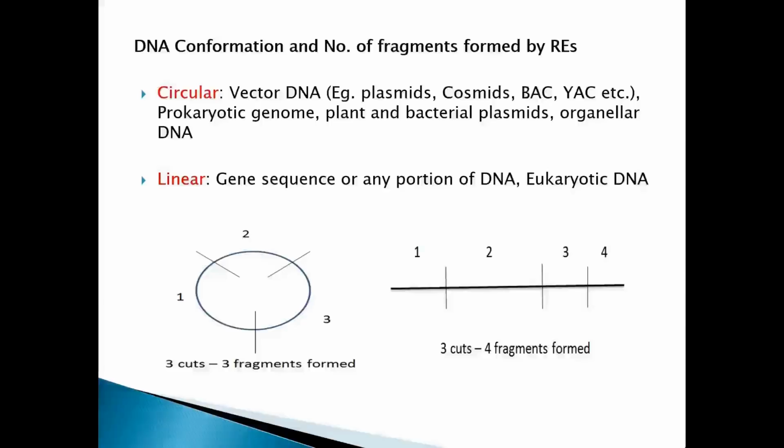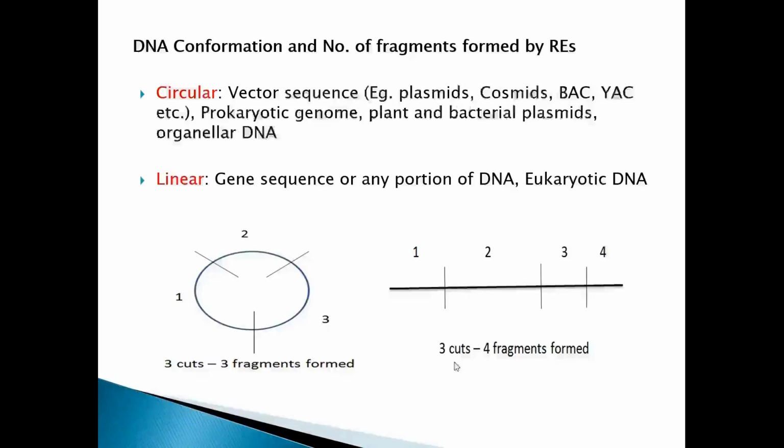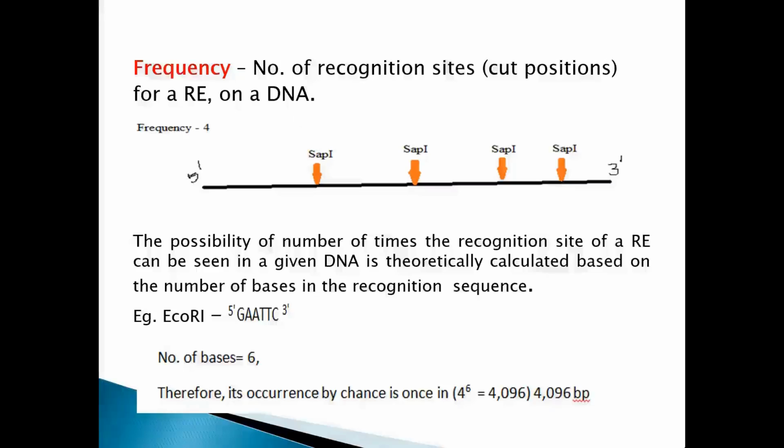When restriction enzyme digests a DNA, that is cuts a DNA, the number of fragments formed vary depending on the conformation of DNA. With circular DNA such as vector DNA, the number of fragments formed will be equal to the number of cuts. Whereas with linear DNA like eukaryotic DNA, the number of fragments formed will be one extra than the number of cuts. Next, frequency indicates the number of recognition sites for a restriction enzyme on a DNA, and this frequency depends upon the number of bases in the recognition sequence.